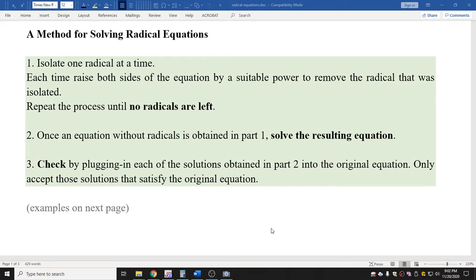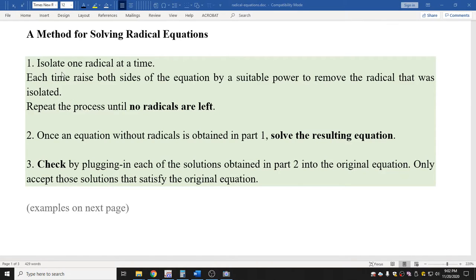Let's do a couple of examples of solving radical equations. The method we're going to use has 3 steps. So we're given a radical equation.